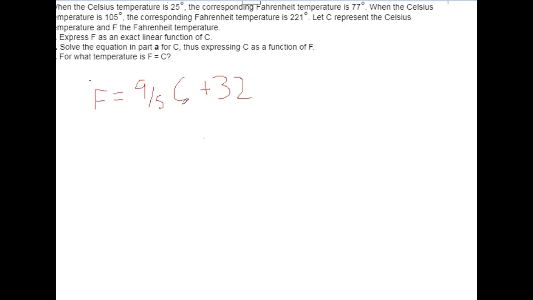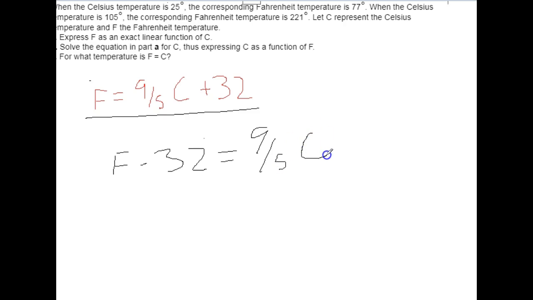Now, if we wanted to flip this around and solve for C, the easiest way is just to work with this equation we already got and just get C by itself. And so I'm going to need to subtract 32 from both sides. So I'm going to have F minus 32 equals 9/5 C. And the only thing left is to undo this multiplication, 9/5 times C. To undo something multiplied, you divide by it. So essentially we want to divide by 9/5, which when you do fraction division, that's the same thing as multiplying by the reciprocal. So we're going to multiply on both sides by 5/9.